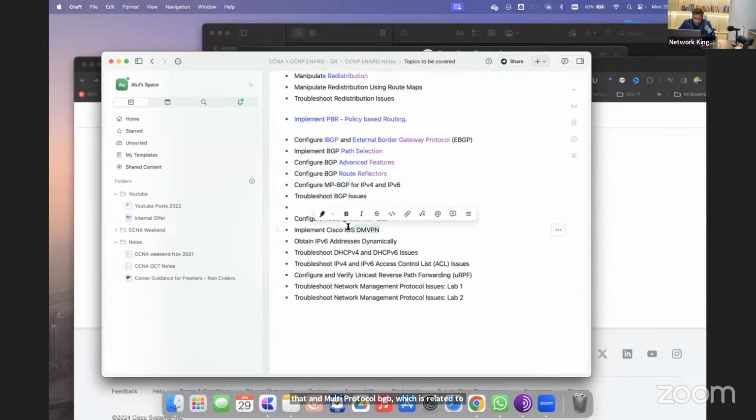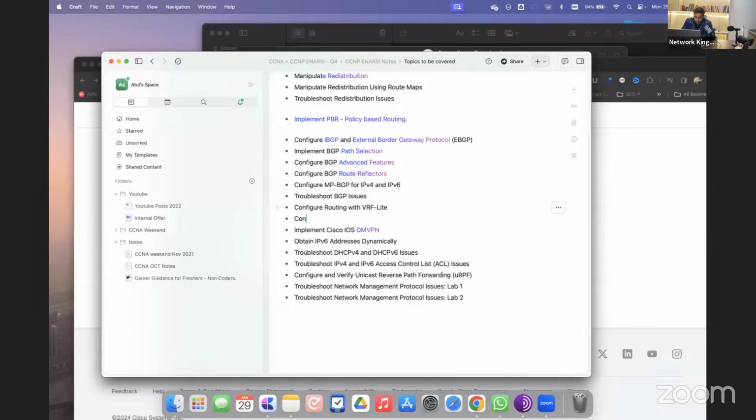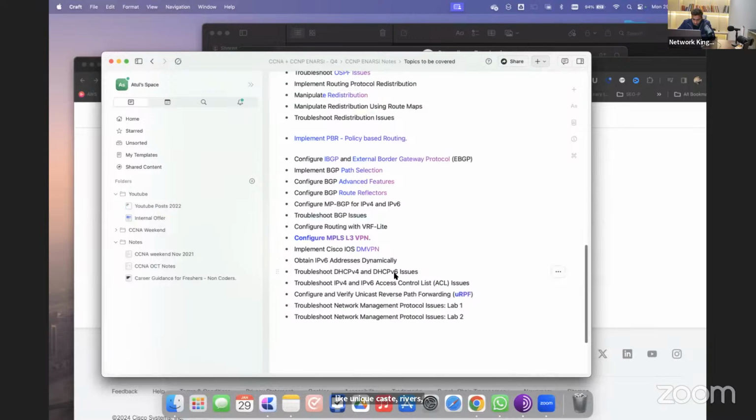Then we have the DMVPN topic, which is again a good topic. Automatically, you will also understand VRF. I will show you this topic also: configure MPLS layer 3 VPN. This is a topic from my side. This is not in the syllabus, but still we will cover it. Then some topics about URPF, unicast reverse path forwarding, and COPP.